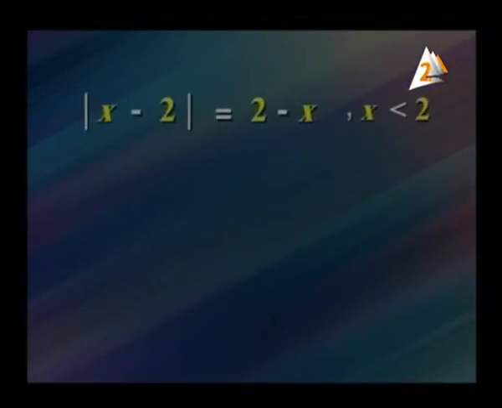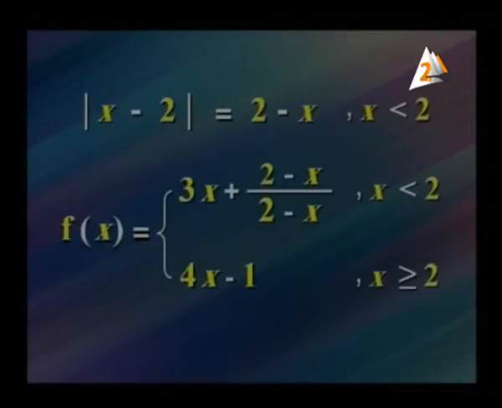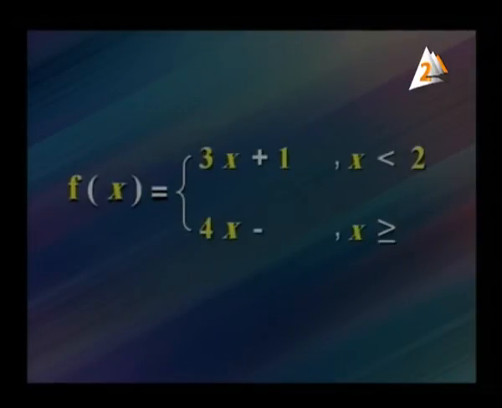Solution. Dear student, remember absolute value. We have two branches. The absolute value |x − 2| equals 2 − x when x is smaller than 2. Then f(x) becomes 3x + (2 − x) / (2 − x) when x is smaller than 2, and 4x − 1 when x is greater than or equal to 2. f(x) equals 3x + 1 when x is smaller than 2, 4x − 1 when x is greater than or equal to 2.